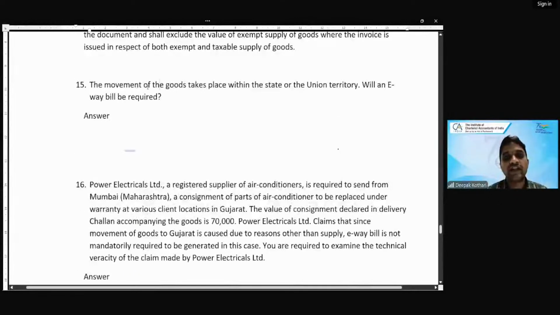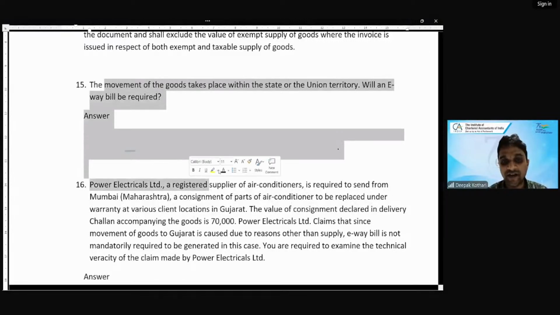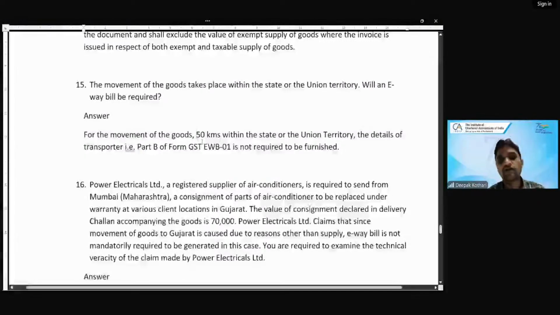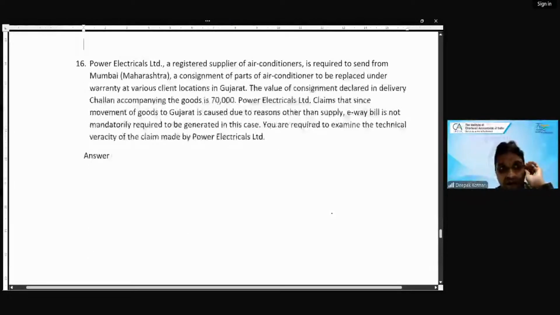If movement of goods takes place within the state or union territory, will an e-way bill be required? Yes, definitely it will be required for the movement of goods beyond 50 kilometers within the state or union territory. The details of the transporter are not required. Will an e-way bill be required? Yes, an e-way bill will be required, but the transporter's details will not be required. But the question is different. The question is whether you raise one within the state also. Yes, if it is beyond 50 kilometers. Within 50 kilometers, the details of the transporter will not be required.